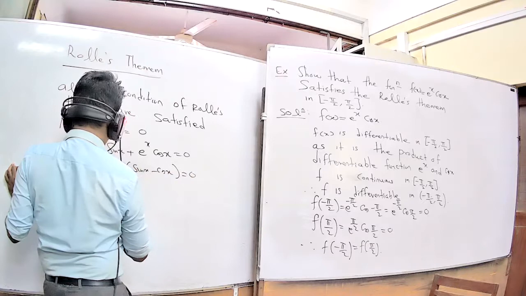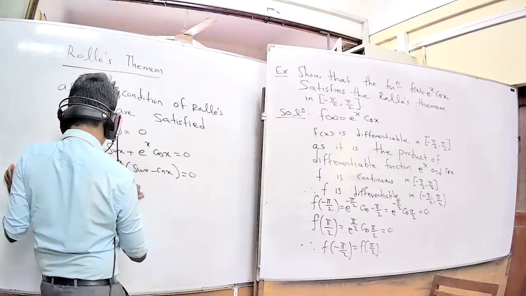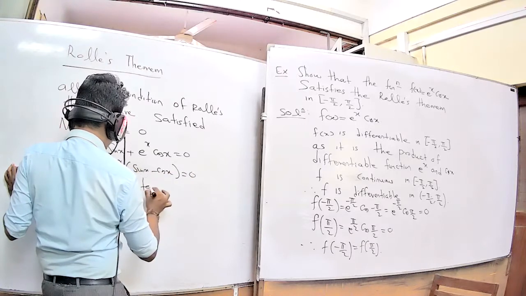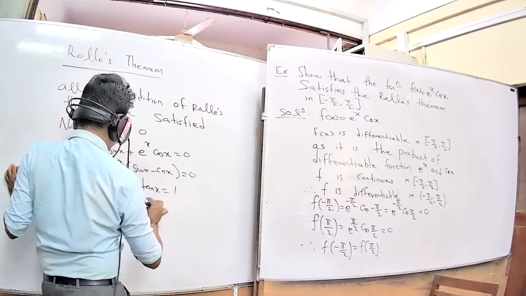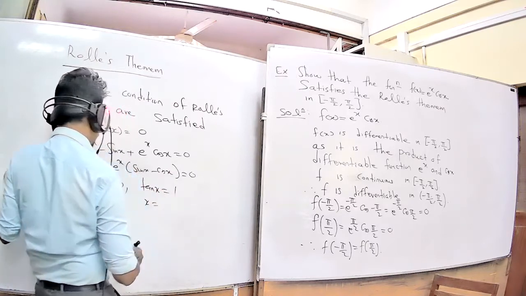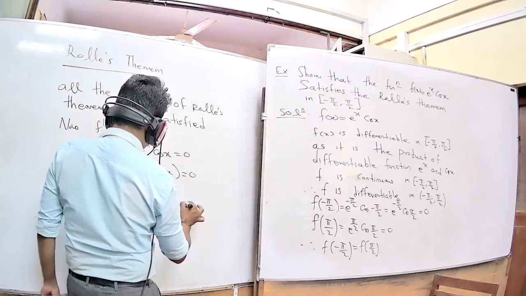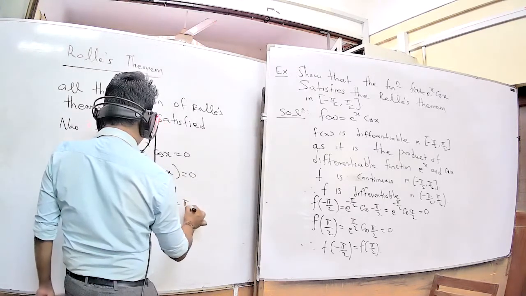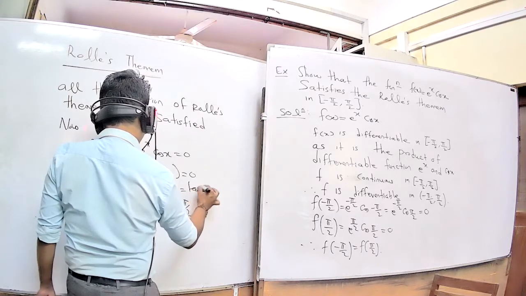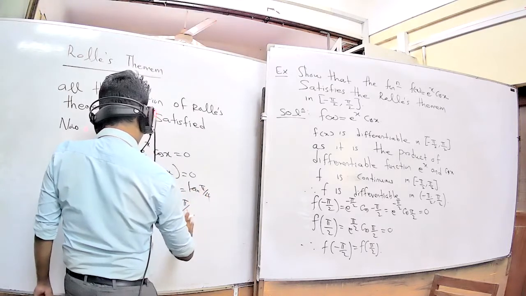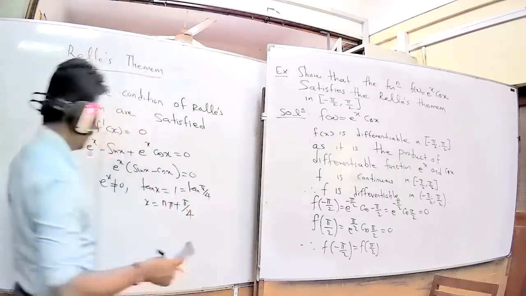Then obviously e power x is not equal to 0. Therefore tan x equals 1, x equals, what is the solution, n pi plus pi by 4. Tan pi by 4 is 1.